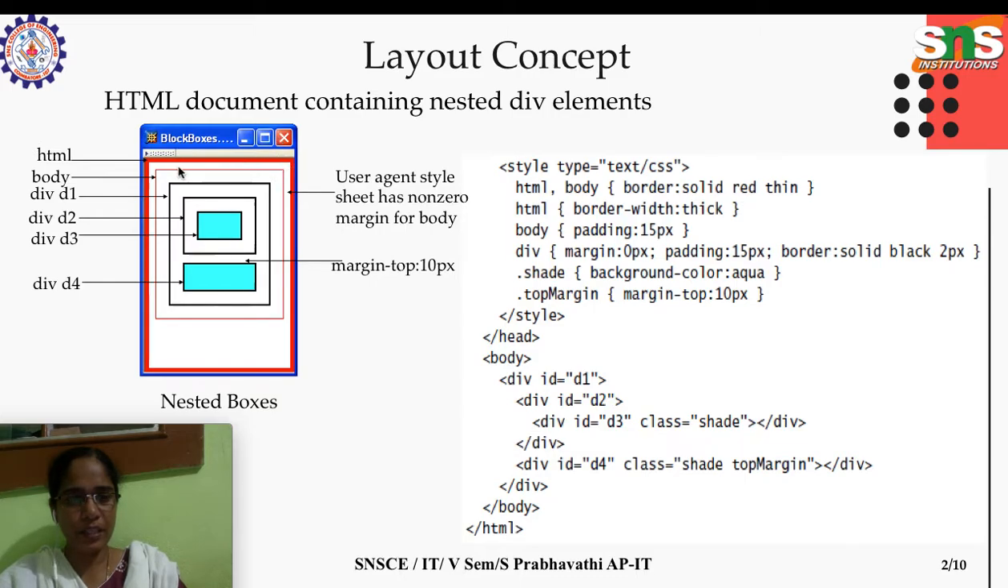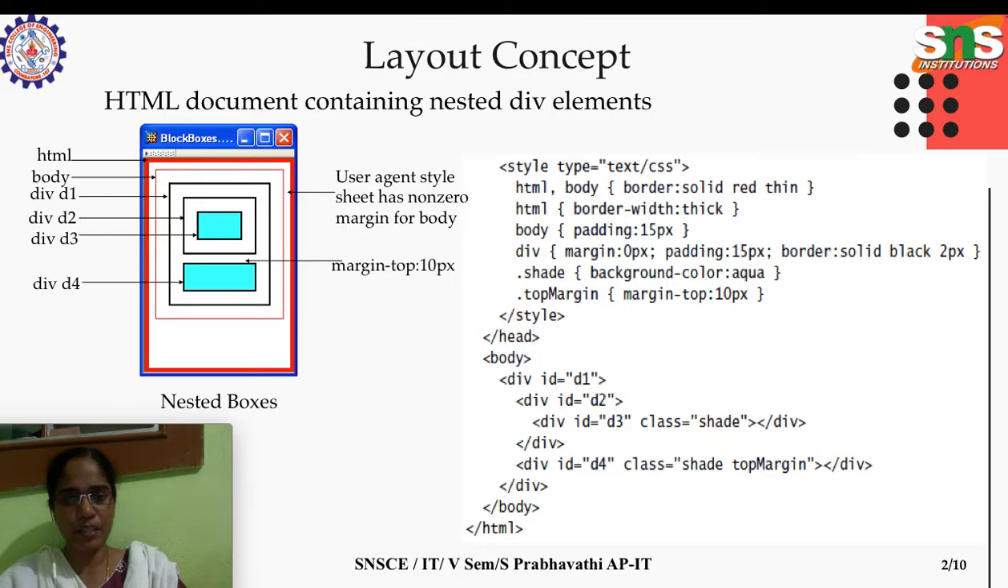Okay, but have a look, the HTML border is very thick, because we have overridden the previously defined border solid red thin, so now the HTML border width is thick. That's what we are getting, the thick border over here, and the body border is thin, and the body padding is 15. Padding means space after the content.